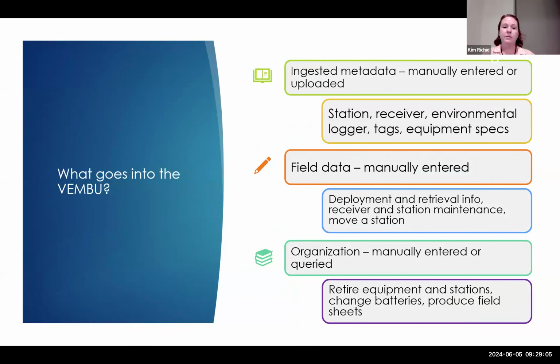So what goes into the VEMBU? It ingests metadata, which is manually entered or updated. It can actually intake your receiver specs, and I'll show you how that works, or tag specs. It holds information about your stations, receivers, any external environmental loggers or other loggers that you're co-deploying, and tags. Your field data are manually entered in there.